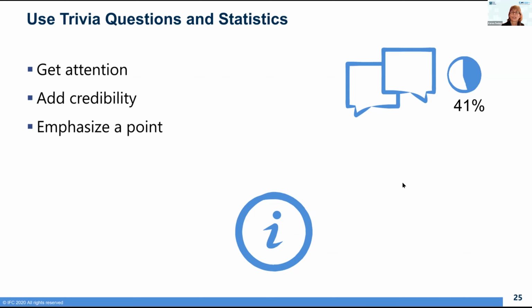In addition to getting their attention, you can use trivia questions or statistics throughout as a way to add credibility or to emphasize a point that you're trying to make. Now, in my case, in this section, I gave you the answers right away, but you could also delay the answers until the end of the topic or the end of the lesson to heighten the drama.